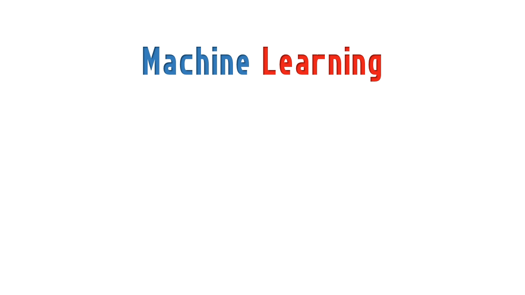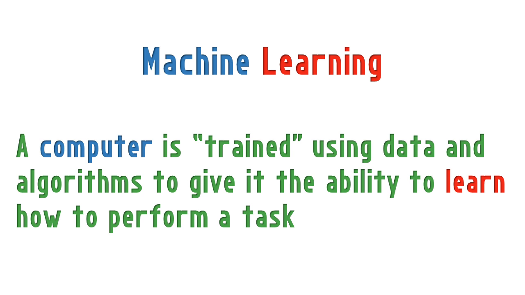The machine part of machine learning obviously refers to computers, but you may be wondering where the learning part comes from. Instead of hand-coding software routines with explicitly programmed instructions about how to accomplish a task, a computer is trained using data and algorithms to give it the ability to learn how to perform a task.